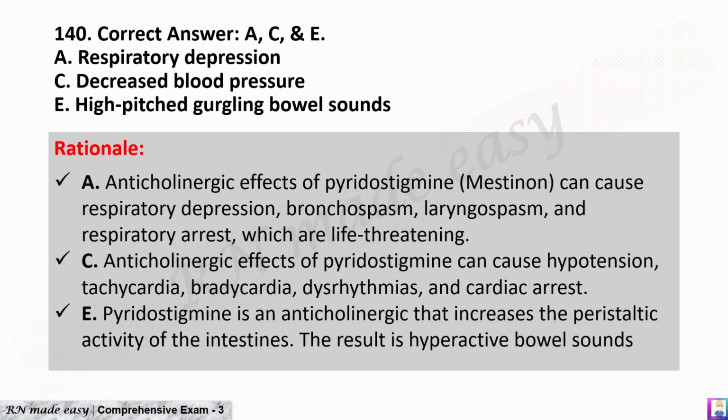The correct answer, A, C, and E. Rationale. A. Anticholinergic effects of pyridostigmine, Mestinon, can cause respiratory depression, bronchospasm, laryngospasm, and respiratory arrest, which are life-threatening. C. Anticholinergic effects of pyridostigmine can cause hypotension, tachycardia, bradycardia, dysrhythmias, and cardiac arrest. E. Pyridostigmine is an anticholinergic that increases the peristaltic activity of the intestines. The result is hyperactive bowel sounds.